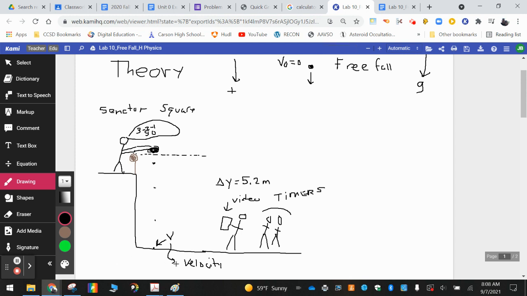Okay. All right. So this is velocity prior to impact. So we have velocity prior to impact. What's the initial velocity here? Zero, yeah. We're going to start from rest here.